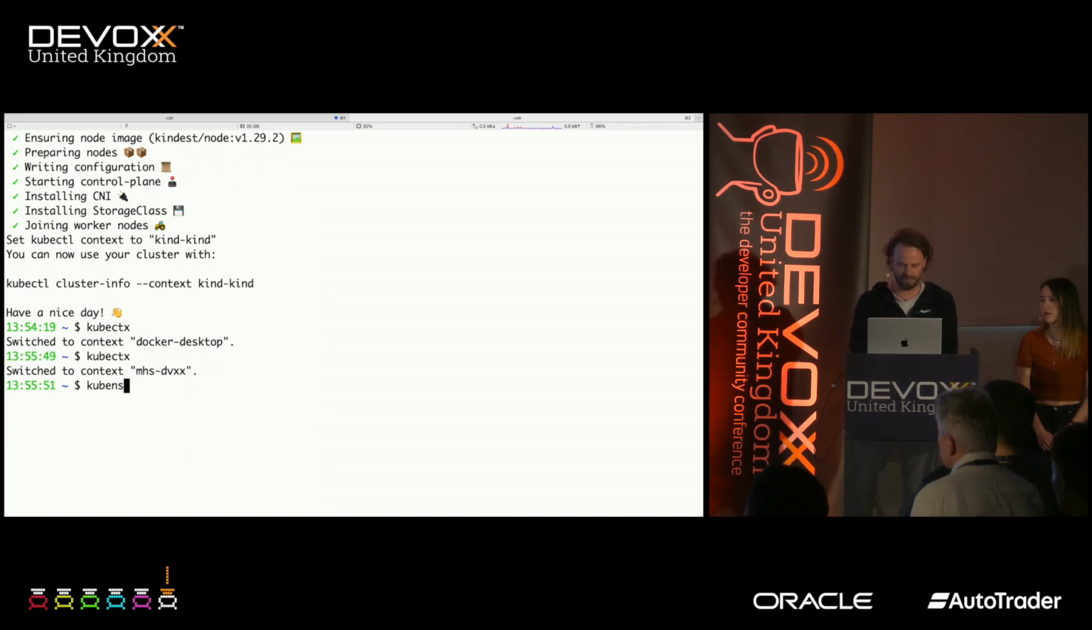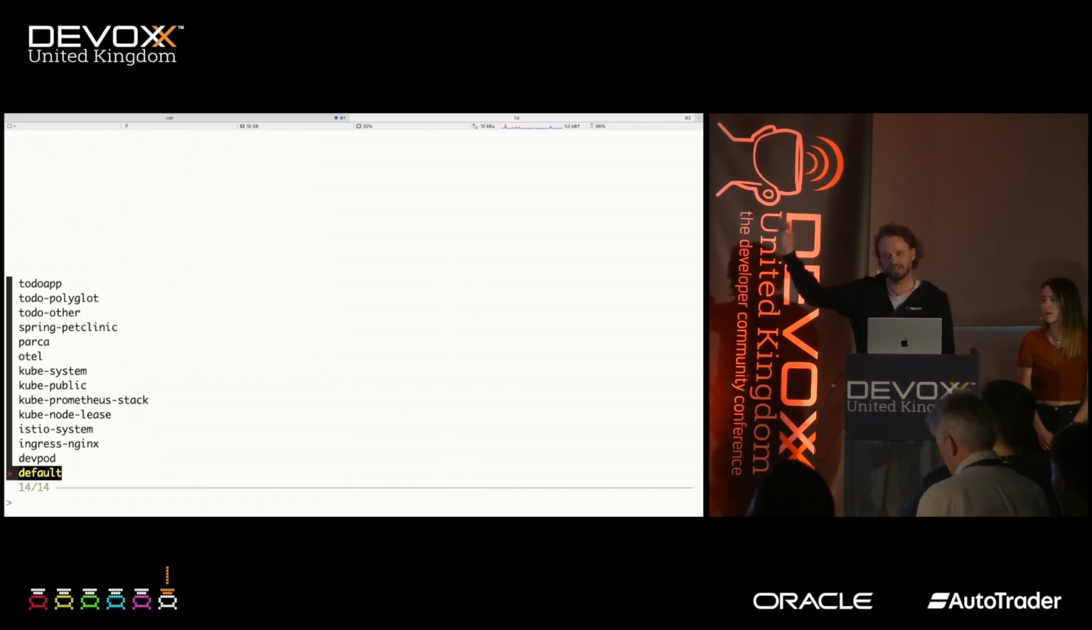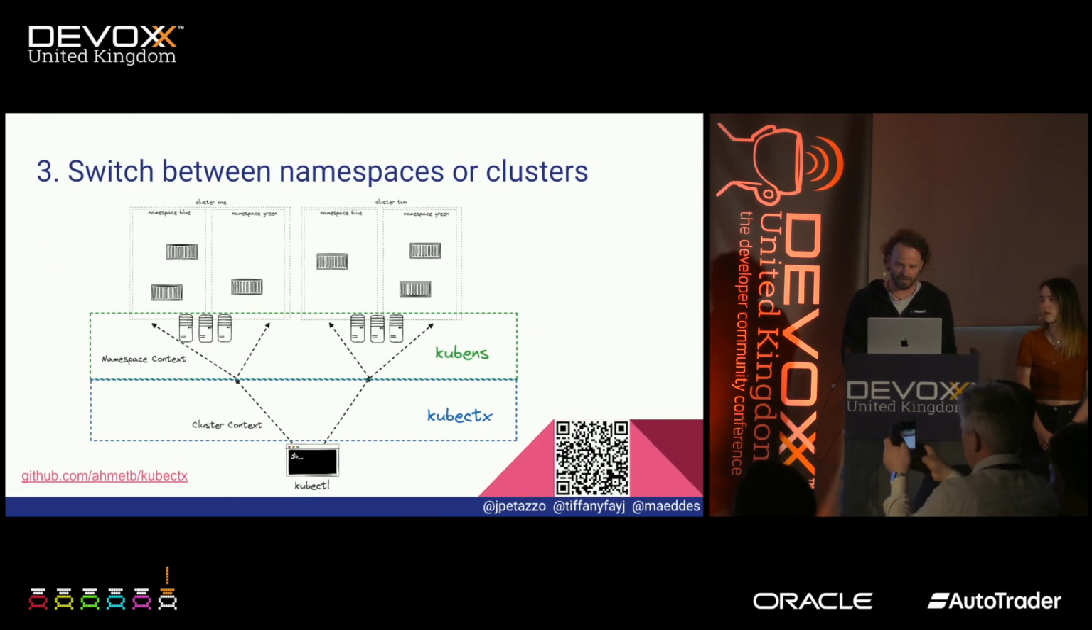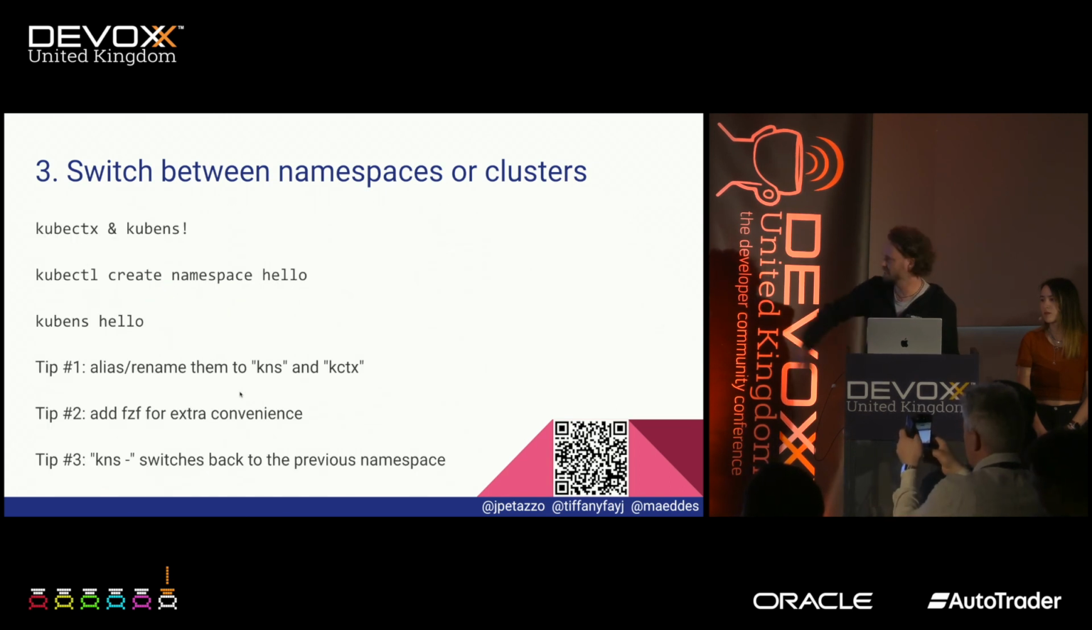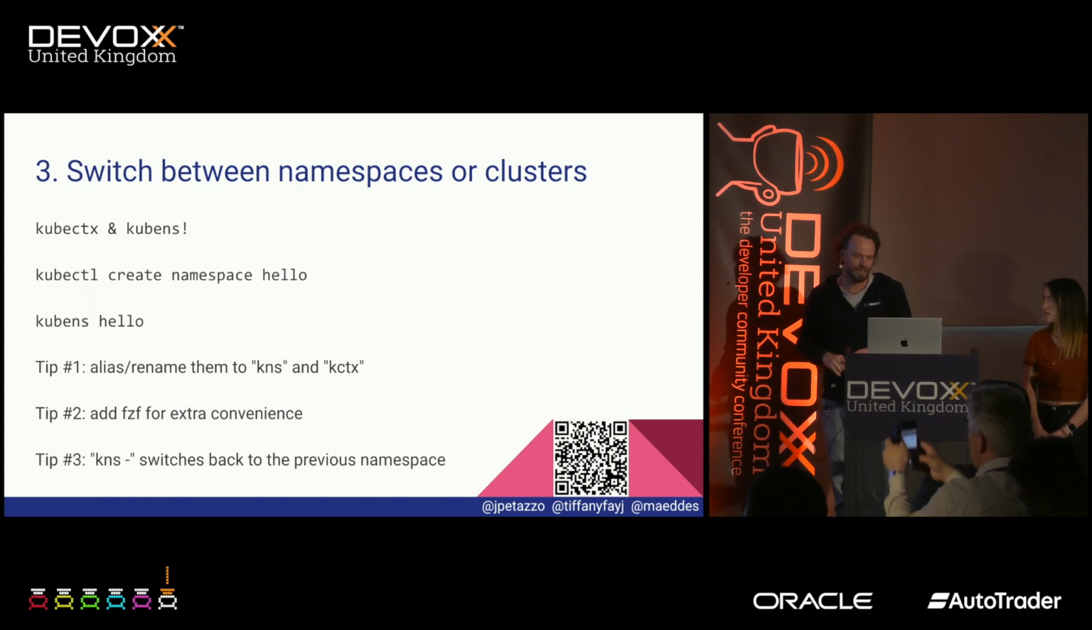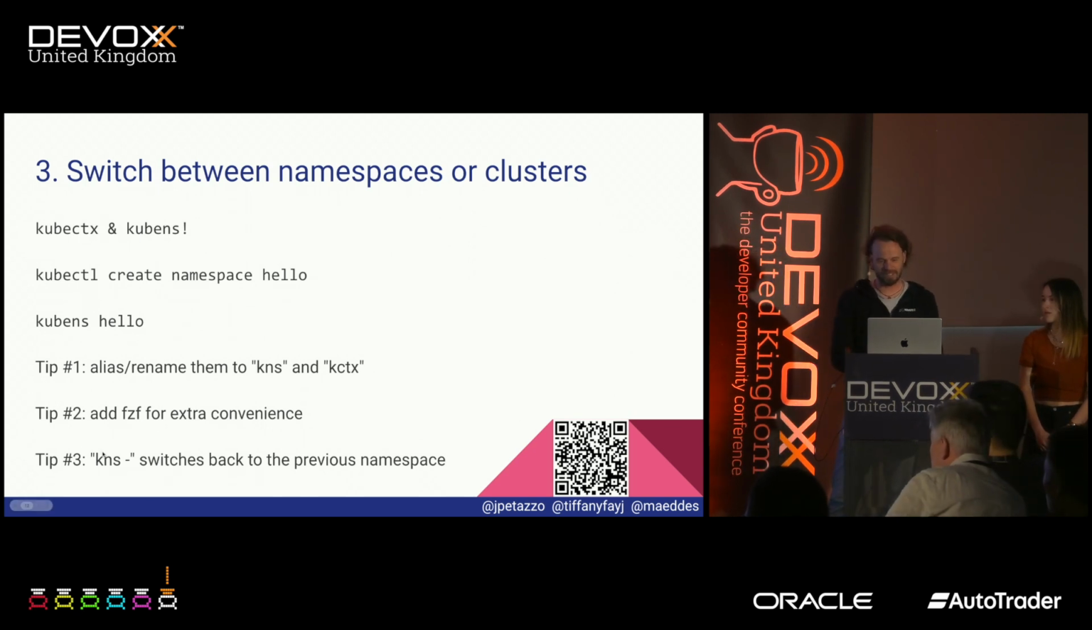And in the same way, I can use kubeNS, which will list all the namespaces. And then I can basically select the namespace that I want to use. All right. This is the same thing, just in a text form. So you create a namespace, use kubeNS. And also, one of the things that I use is FZF, fuzzy file search, that basically just brought up that menu and adds a little bit of extra convenience. And with KNS, the minus, it basically switches to the previous configuration.